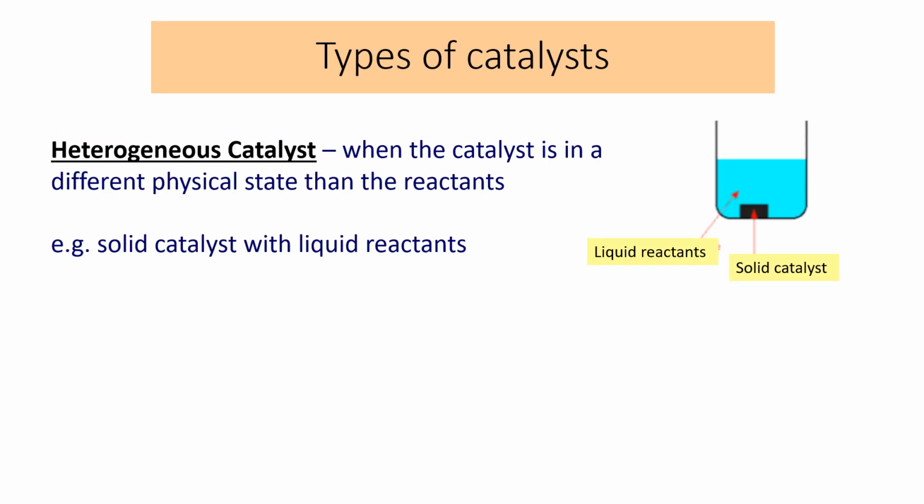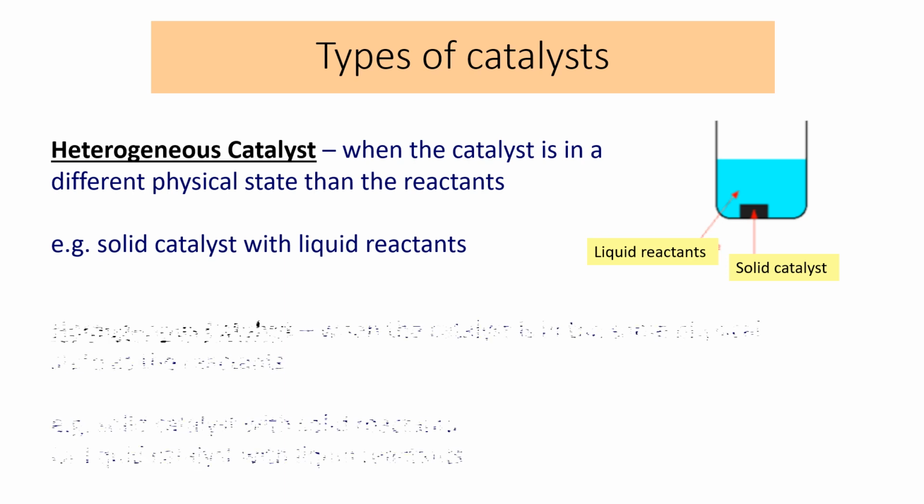There are two types of catalyst. One is called heterogeneous catalyst. Hetero means different, and this is when the catalyst is in a different physical state than the reactants. By physical state, we mean solid, liquid, or gas. So a heterogeneous catalyst would perhaps be a solid catalyst using liquid or gaseous reactants.